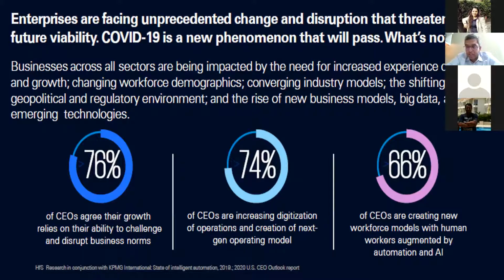66% of CEOs are creating new workforce models with human workers augmented by automation. The best example of this is another large British bank, where today in the organization structure of various departments, we have a bot reporting into the SBU head. In the SBU head's org structure, we have a bot which has another bunch of bots reporting into the master bot, and we sometimes go in and do audits of those bots, just like when we do an audit of the department.